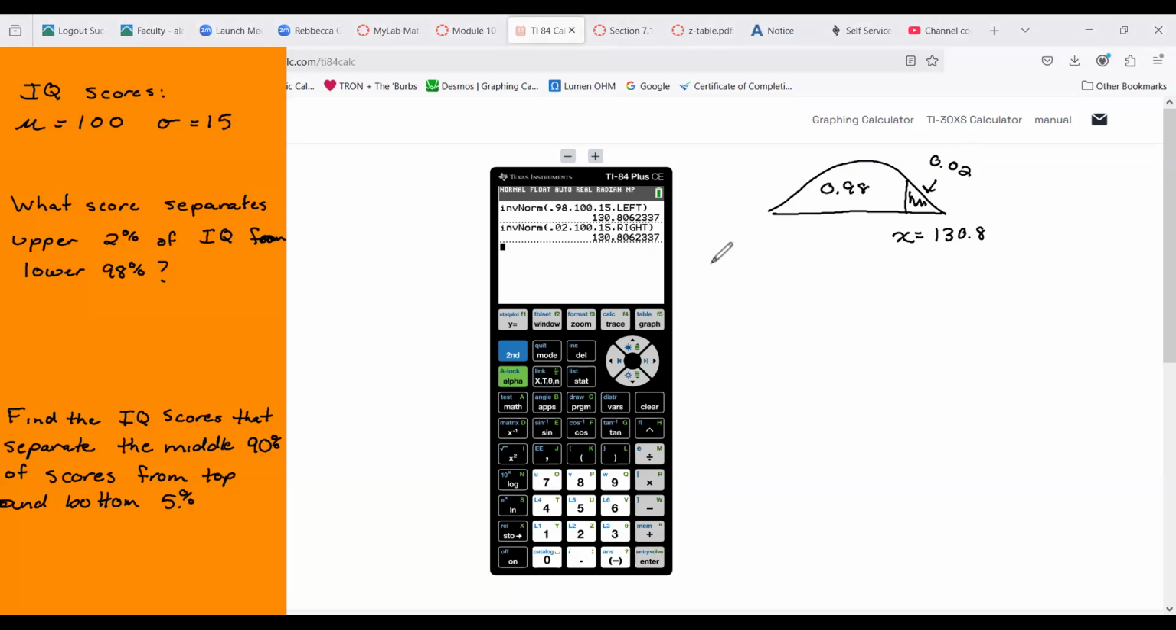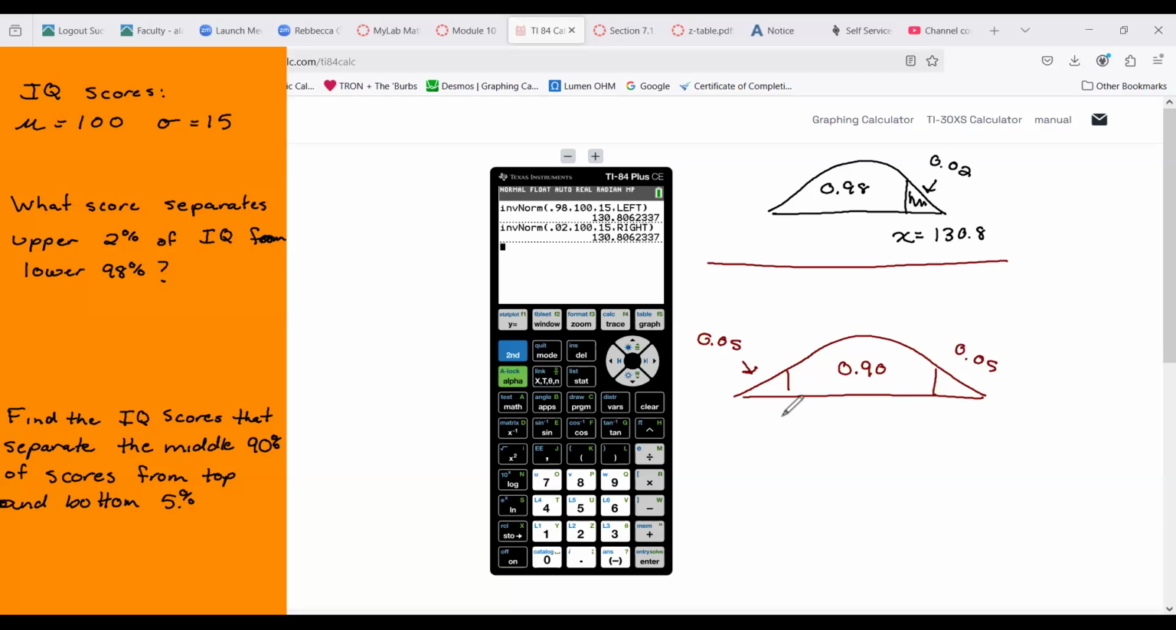So for my second one, we want to find the score that separates my middle 90% from what's in my tails. So like I said, 10% is left in the tails, 5% in each tail. So we have 0.05, 0.05. So we're looking for an X1 and an X2.